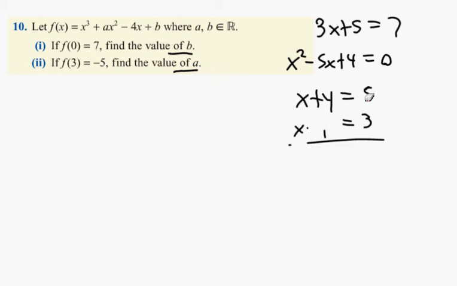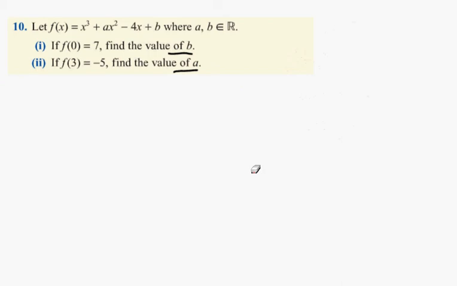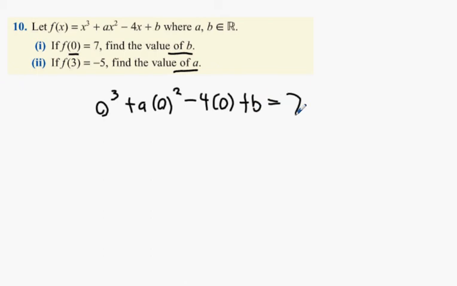So here's what's going to happen. Replace all inputs with 0. 0 cubed plus a times 0 squared minus 4 times 0 plus b equals 7. What happens to all of these? They're all zeros. b equals 7. Straight away, change the b into a 7. Move on to the next expression.